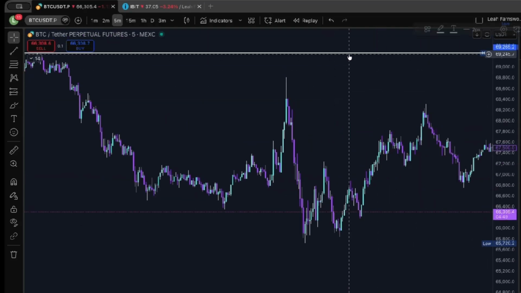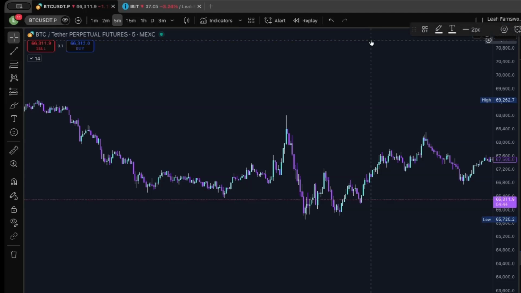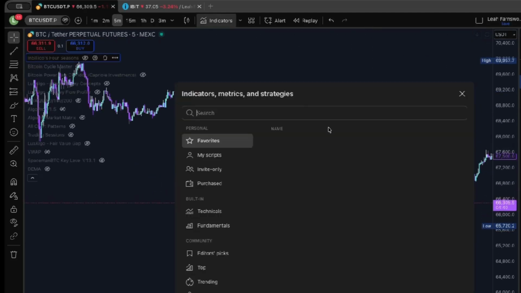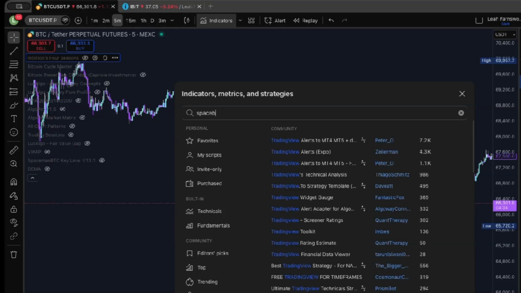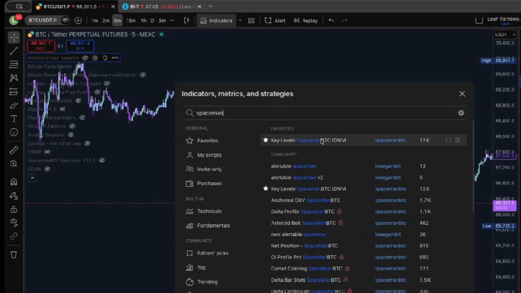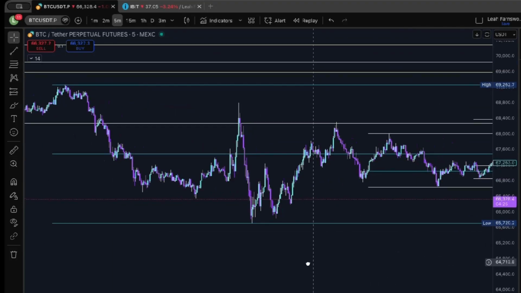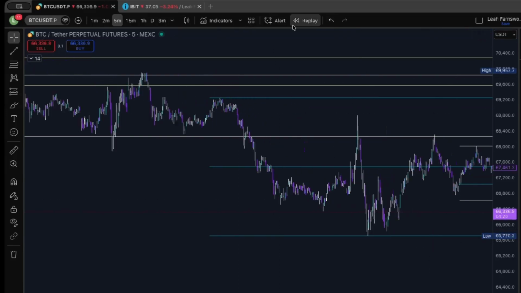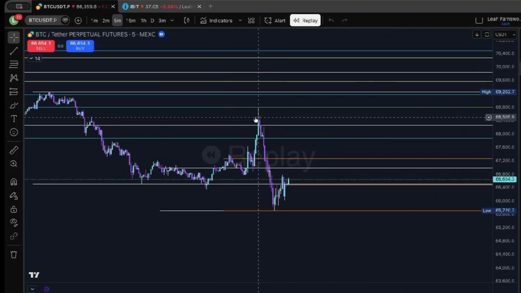And if you're not looking to draw all these lines or zones, which is helpful and great for practice, there is a TradingView indicator. As I said, no TradingView indicators, but there is one called Spaceman BTC Key Levels right here. If you just pull this up, look, here's all your lines. Isn't that great? I'll just show you how it appears. Here's all the lines that we were drawing.